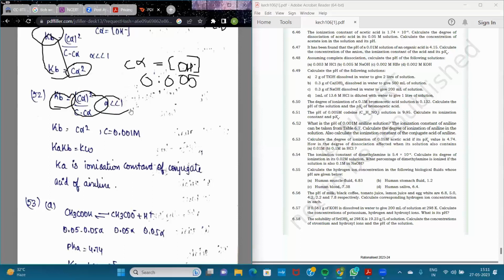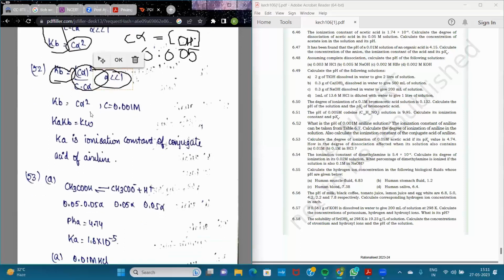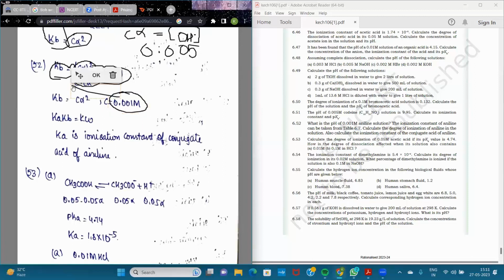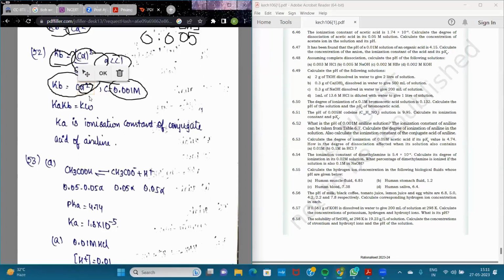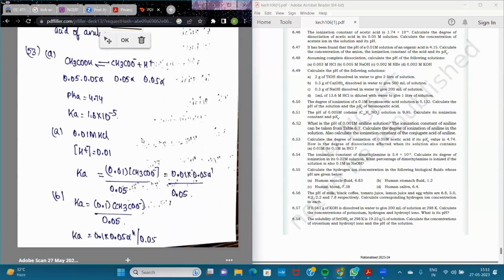Alpha is very less, so we can neglect it in denominator. We can directly write Kb is C alpha square. C is mentioned, and Kb is also known from that table. If we substitute these values, we'll get to know the value of alpha, degree of dissociation, and Ka value of conjugate acid. We have a relation that Ka into Kb equals Kw. This is always valid for conjugate acid base pair and no other acid and base. We can directly obtain the Ka from the substitution of Kb in that relation.